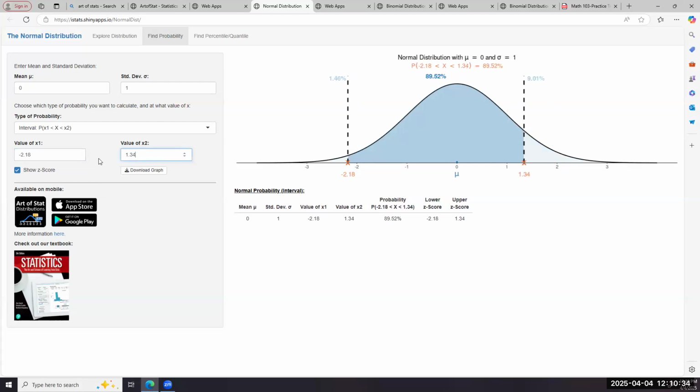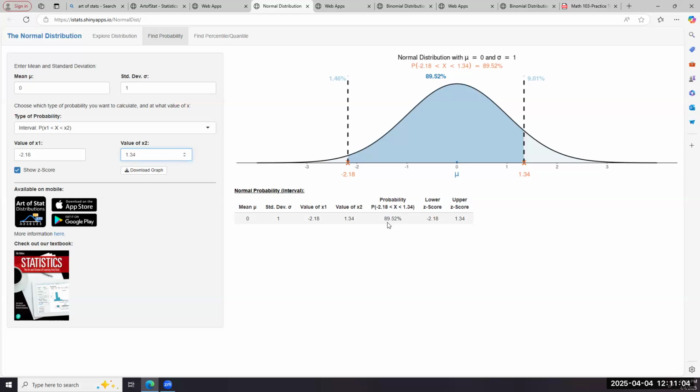134, everything else is the same. There you are. You see, this is exactly how I did it. That's a 1.46 for the lower one, 9.01 for the upper part. And if you put them together and simplify it, that gives 89.52%. The one that I got is 89.53%. So as you can see, this is much, much easier.